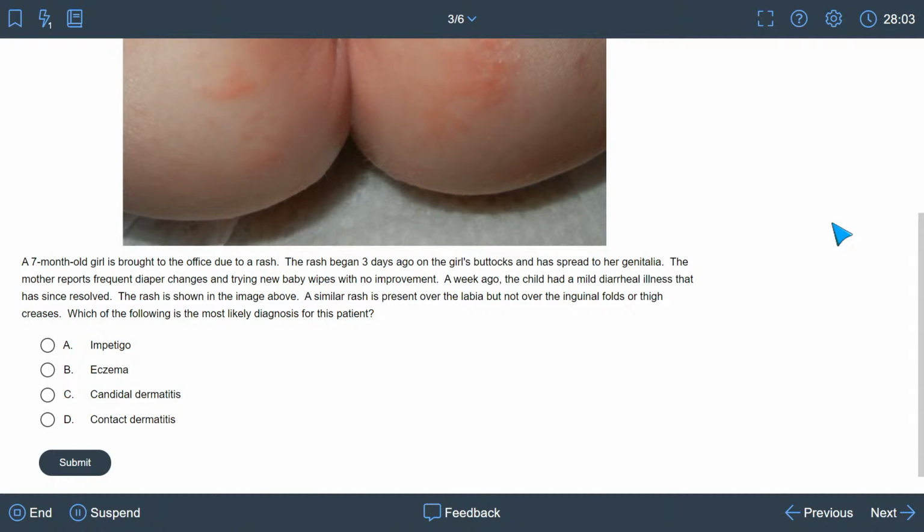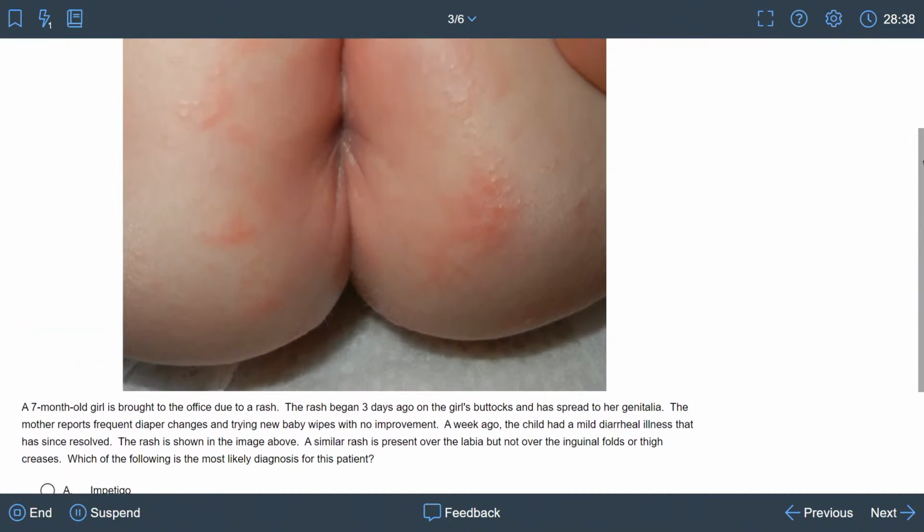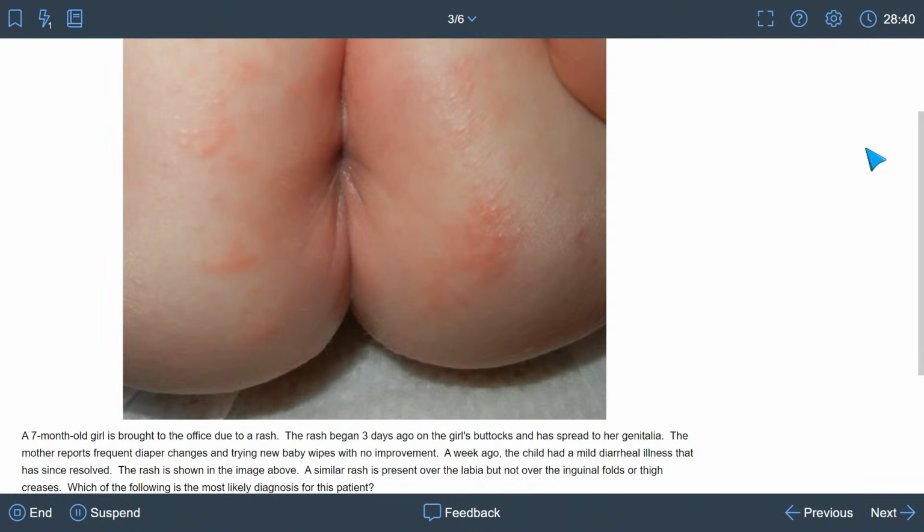A week ago, the child had a mild diarrheal illness that has since resolved. The rash is shown in the image above. A similar rash is present over the labia, but not over the inguinal folds or thigh creases. Which of the following is the most likely diagnosis for this patient? So this is a diagnosis question. A, impetigo. B, eczema. C, candidal dermatitis. Or D, contact dermatitis. So let's scroll back up to the image for just a second so you can get a look at that before looking at the answers again.